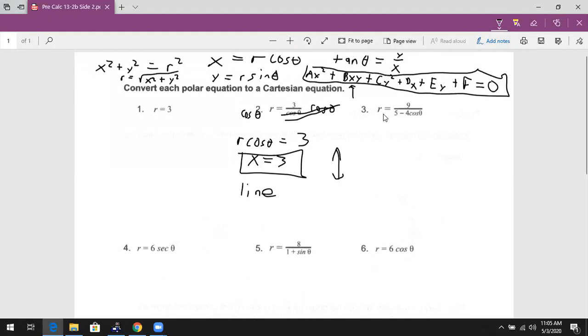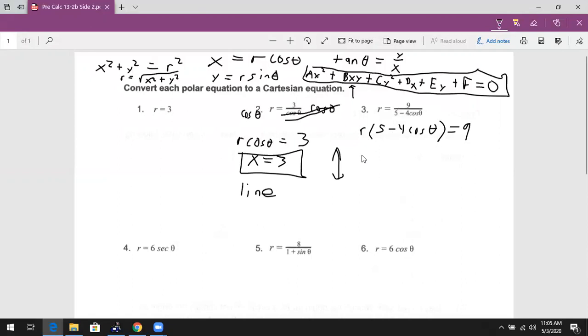Example 3, r equals 9 over 5 minus 4 cosine theta. Again, we've got the easy substitution for r, the not so easy substitution for cosine theta. So I'm going to do the same thing I did in problem 2. I'm going to take both sides times this denominator. So r times the quantity 5 minus 4 cosine theta is 9. I multiplied both sides by this.